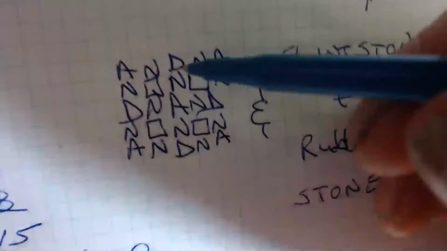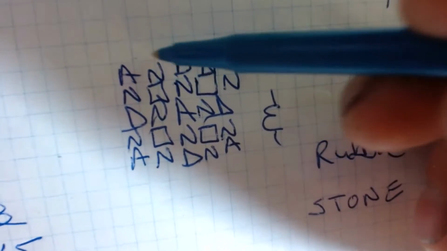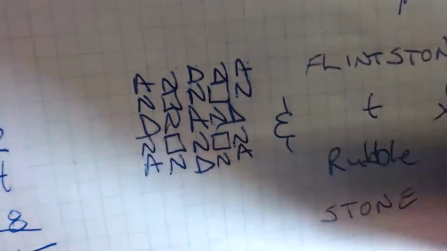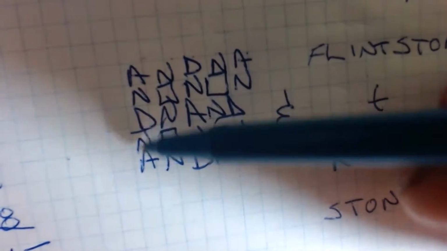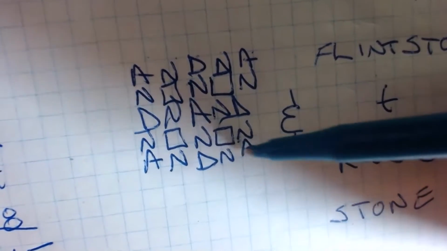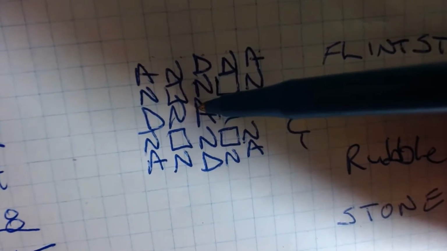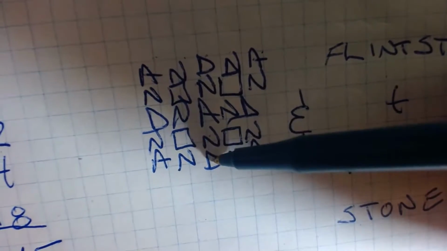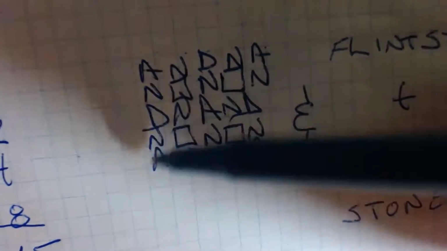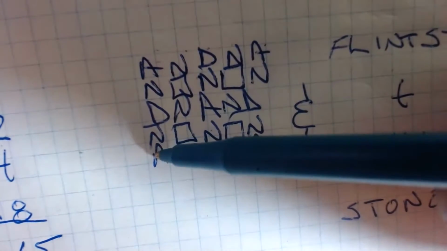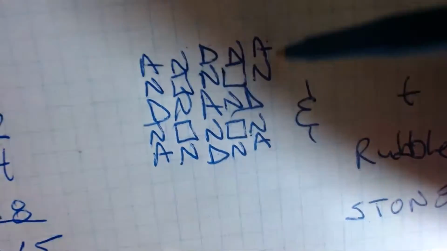It's very unclear. It's A, N, D, N, A. And then it's here, it's D, N, A, N, D. And it was that way because of how I created the outside. A, N, D, D, N, A, N, D, right? And that's just the way it goes.